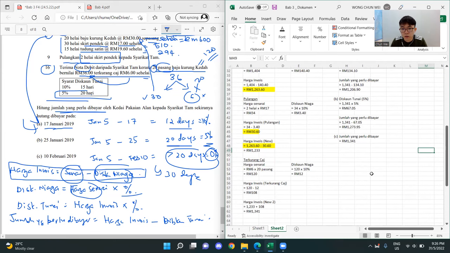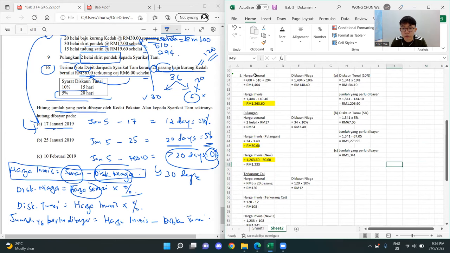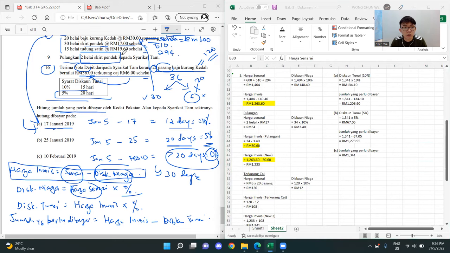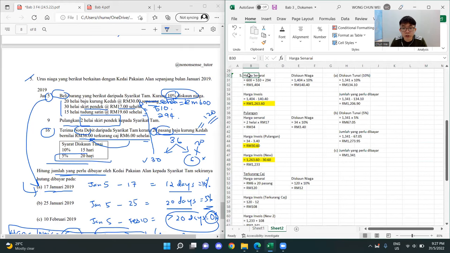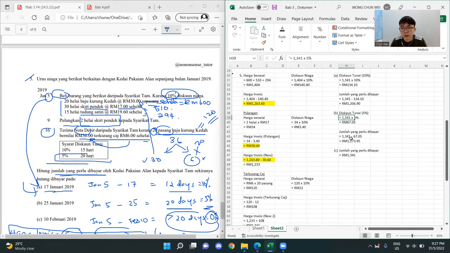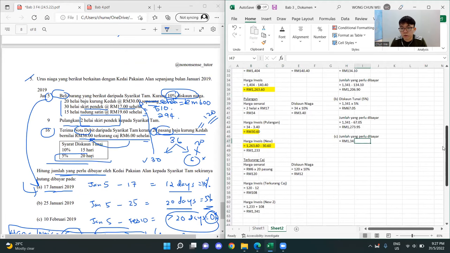Yeah, then you can see the whole thing. So this is the working in the beginning from the 5th of January. At first, you beli. Lepas tu, on 9th of January, you ada pulangan. Okay. Lepas tu, on 16th, you ada terkurang charge. So you bought, and then only the A, B, and C. So you can take photo if you want.